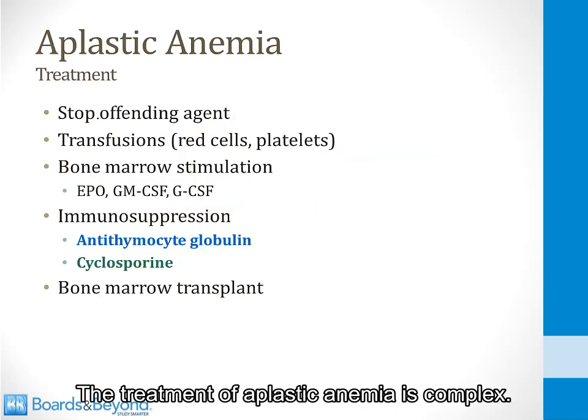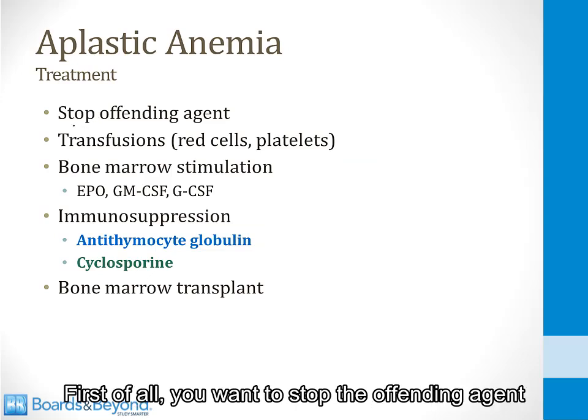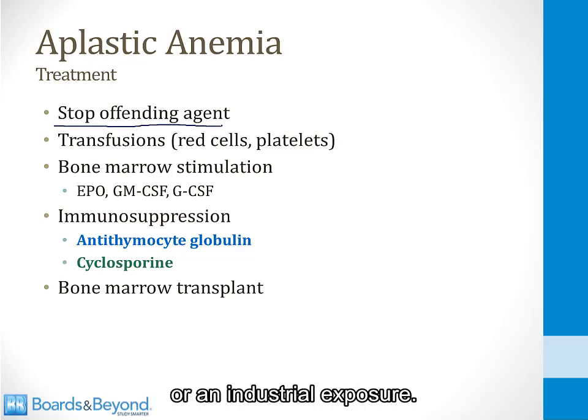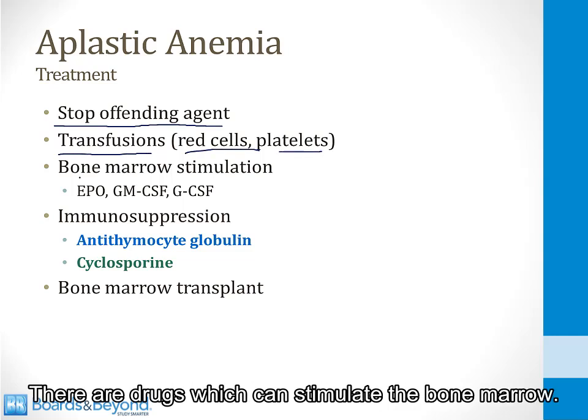The treatment of aplastic anemia is complex. I'll just highlight some of the principles for you here. First of all, you want to stop the offending agent if aplastic anemia is the result of a drug or an industrial exposure. Transfusions are often required, transfusions of red cells and platelets. There are drugs which can stimulate the bone marrow.